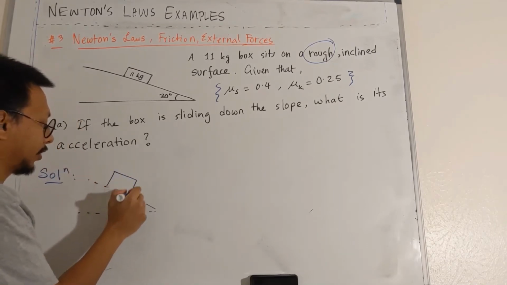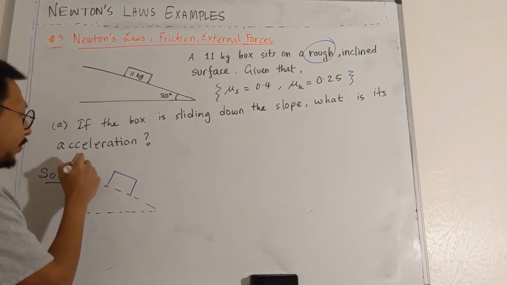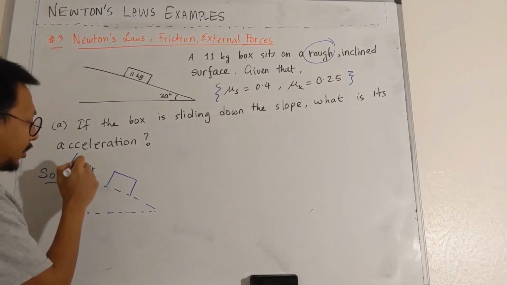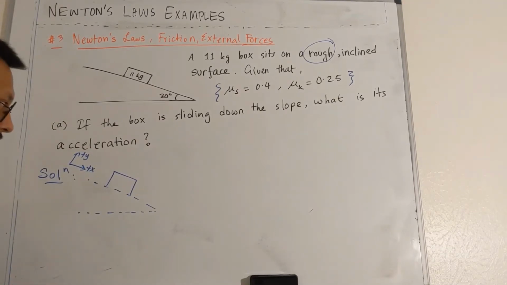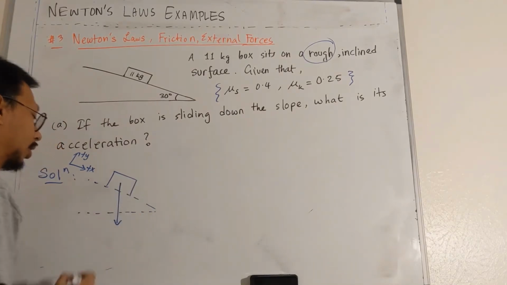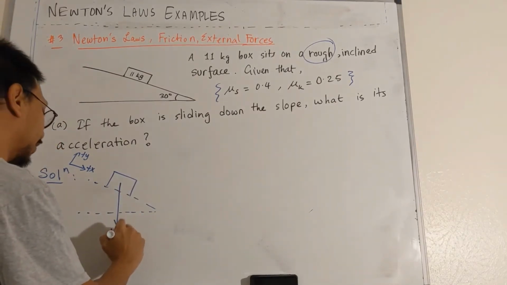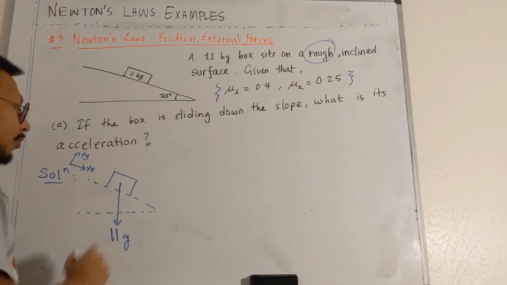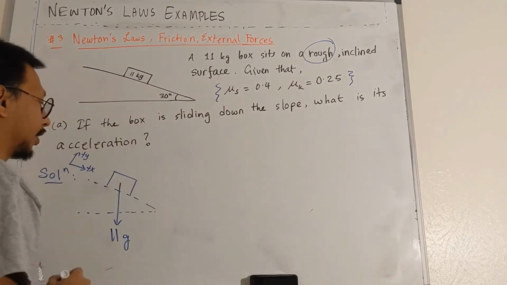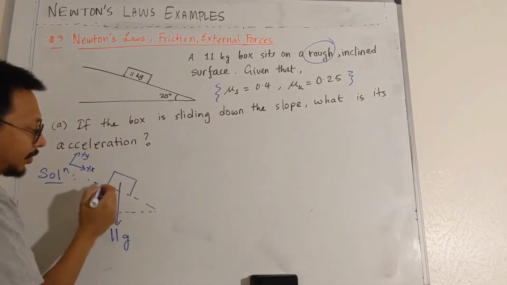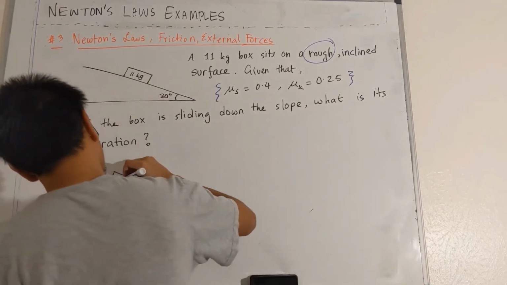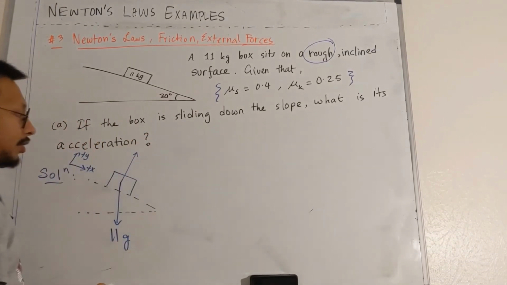We have the box here, and our choice of axis would be down the plane is positive x and perpendicular to the plane is positive y. What are the different forces? First and foremost, we note down that the weight is 11 times g, which is always vertically downwards. Then we have the normal reaction force from the inclined surface on the box, which is perpendicular to the plane. So let's call it N, normal force.